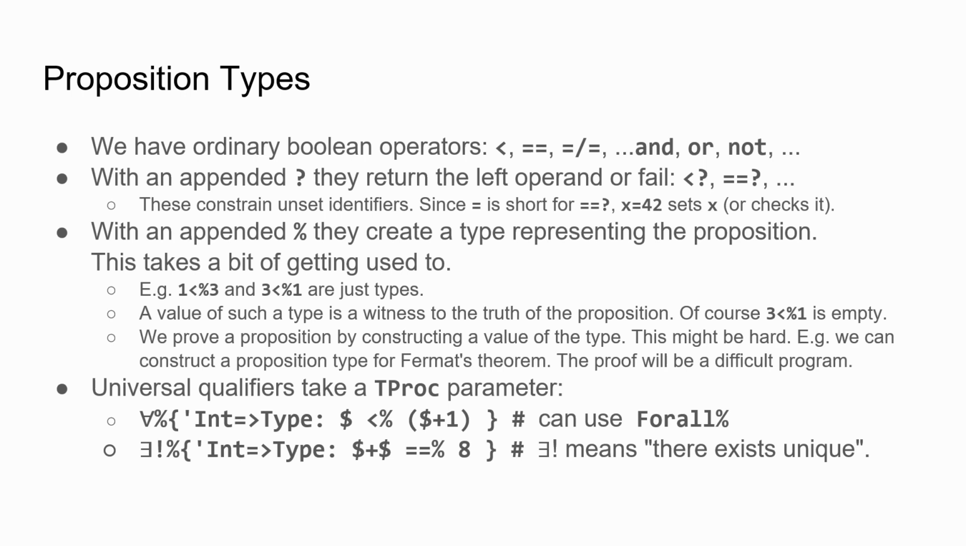The exclamation mark means it's unique, and that means that a proof of that, a value of that type, has to provide a value, but also prove that all other values do not satisfy the negation of that property.